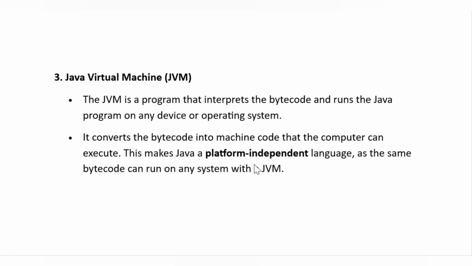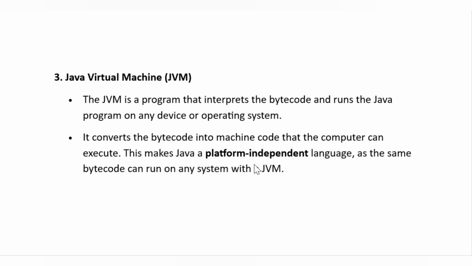In the first step, we have seen writing the Java code and saving it with the .java file extension. In the second step, we compiled the .java file and converted it into the .class file, where the code is in the form of bytecode. And the last, third step is the Java Virtual Machine.